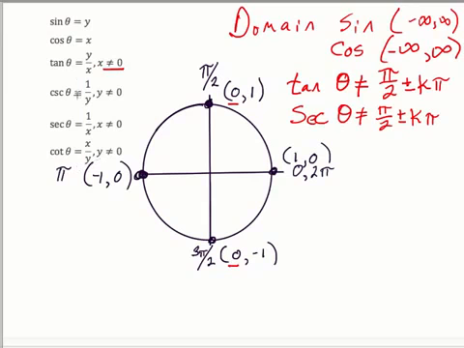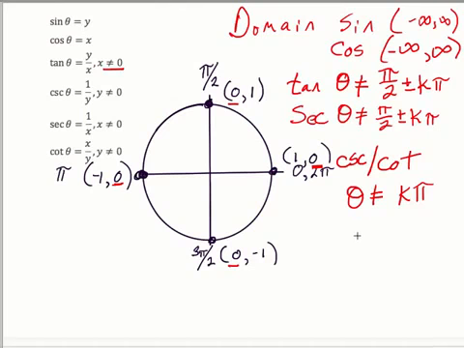Looking at the definitions that have a y in the denominator, y is 0 whenever we're on the x-axis, or in other words at 0, pi, 2 pi, 3 pi. Going the other way would be negative 4 pi, negative 5 pi, negative 6 pi. So we're not allowed to have a theta, and this is given cosecant or cotangent, that is a multiple of pi.